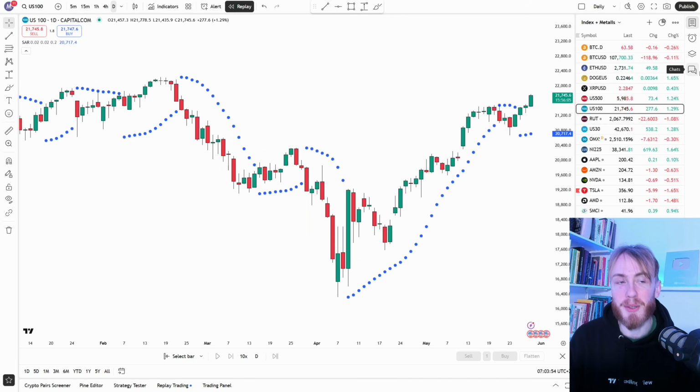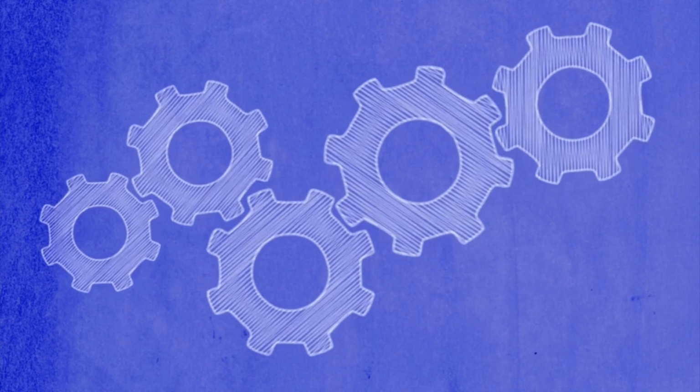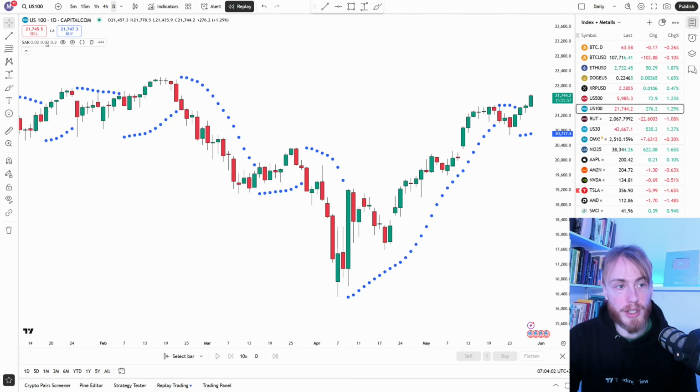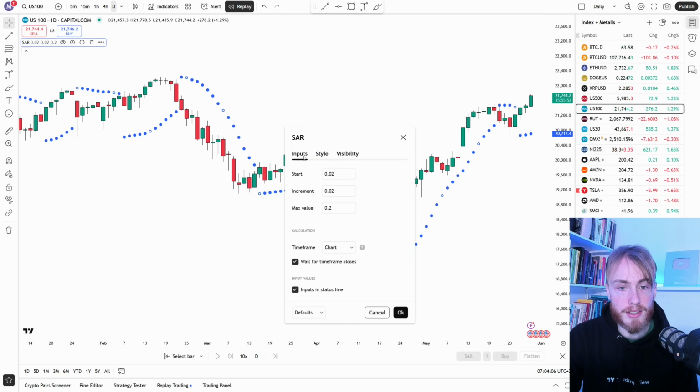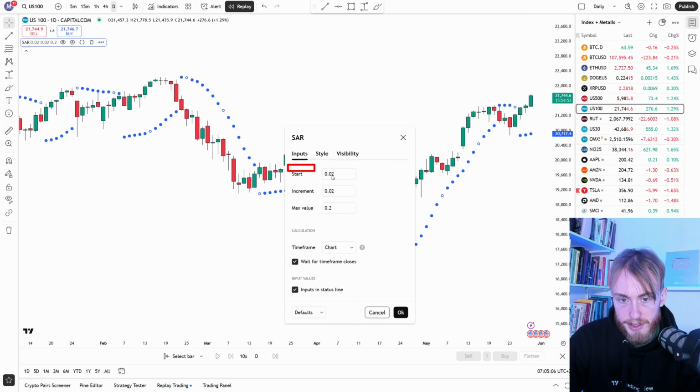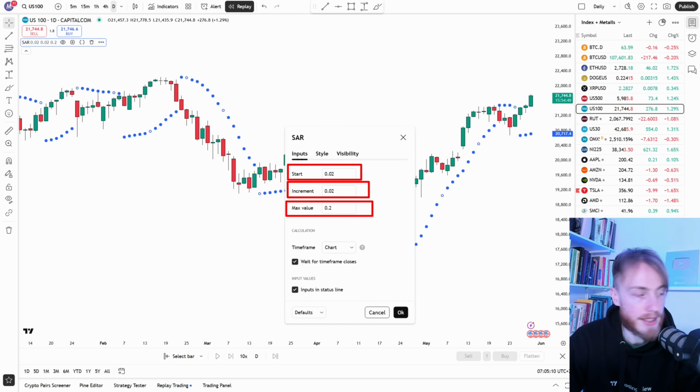But alright, so now let's actually take a look at how we can change the settings to potentially improve the indicator. And to change the settings, we do want to go up here to where it says settings, and then we want to navigate to the inputs tab. And here we have three important settings. We have the start, we have the increment, and we have the max value.